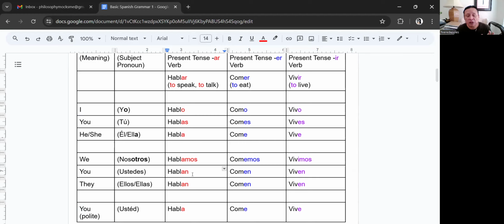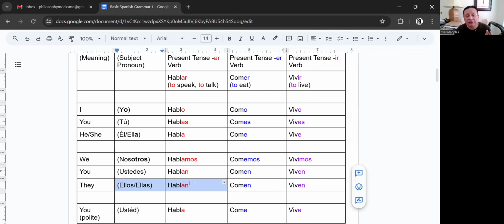So if you're planning a trip to Spain, I would learn the vosotros. I'm not teaching the vosotros here, and I'm not going to keep reminding you that there's a difference. Sorry, this is the South American, Central American Spanish. Okay, so ustedes hablan, and ellos y ellas hablan. It's the same.